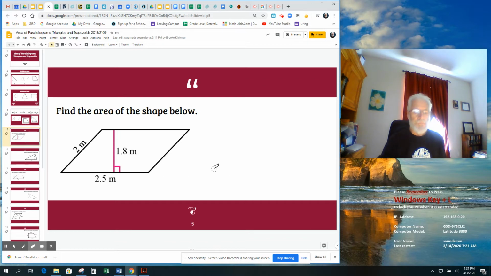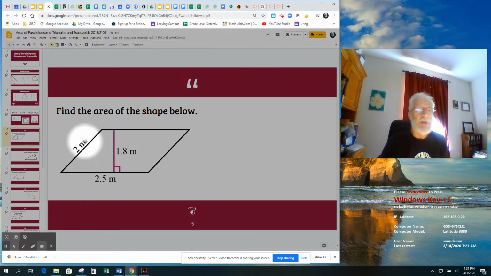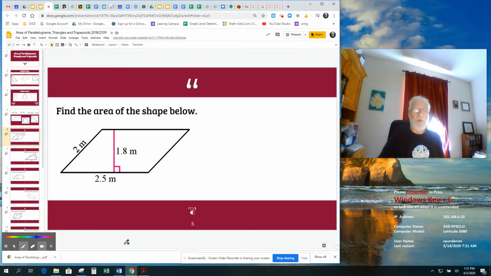So first one, find the area of the shape below. Well, let's figure out what the shape is. So it has 4 sides, 1, 2, 3, 4. It looks like the opposite sides are parallel, and the top and the bottom are parallel. So this is a parallelogram. Okay, so let's take a look.